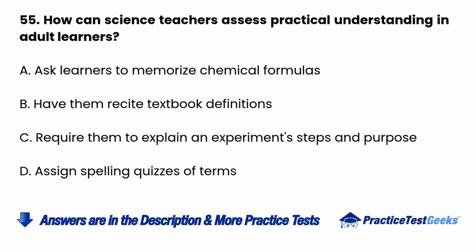55. How can science teachers assess practical understanding in adult learners? A. Ask learners to memorize chemical formulas. B. Have them recite textbook definitions. C. Require them to explain an experiment's steps and purpose. D. Assign spelling quizzes of terms.